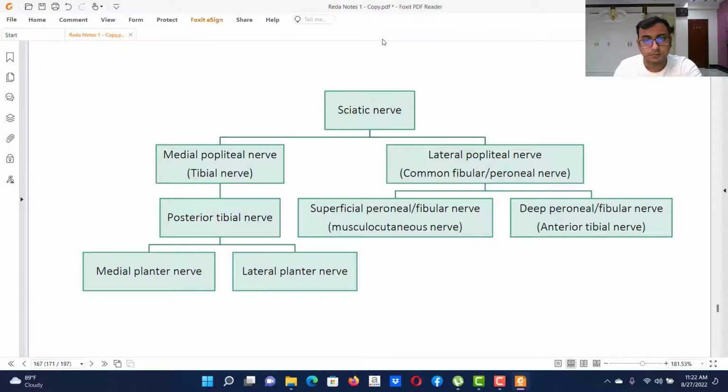The sciatic nerve divides into the medial popliteal nerve, that is the tibial nerve, and the common peroneal laterally. The tibial nerve becomes the posterior tibial nerve, with medial plantar and lateral plantar branches. The common peroneal nerve divides into the superficial peroneal and deep peroneal. The deep peroneal continues as the anterior tibial nerve, and the superficial peroneal or fibular nerve continues as the musculocutaneous nerve, that is, it goes from muscle towards the skin.